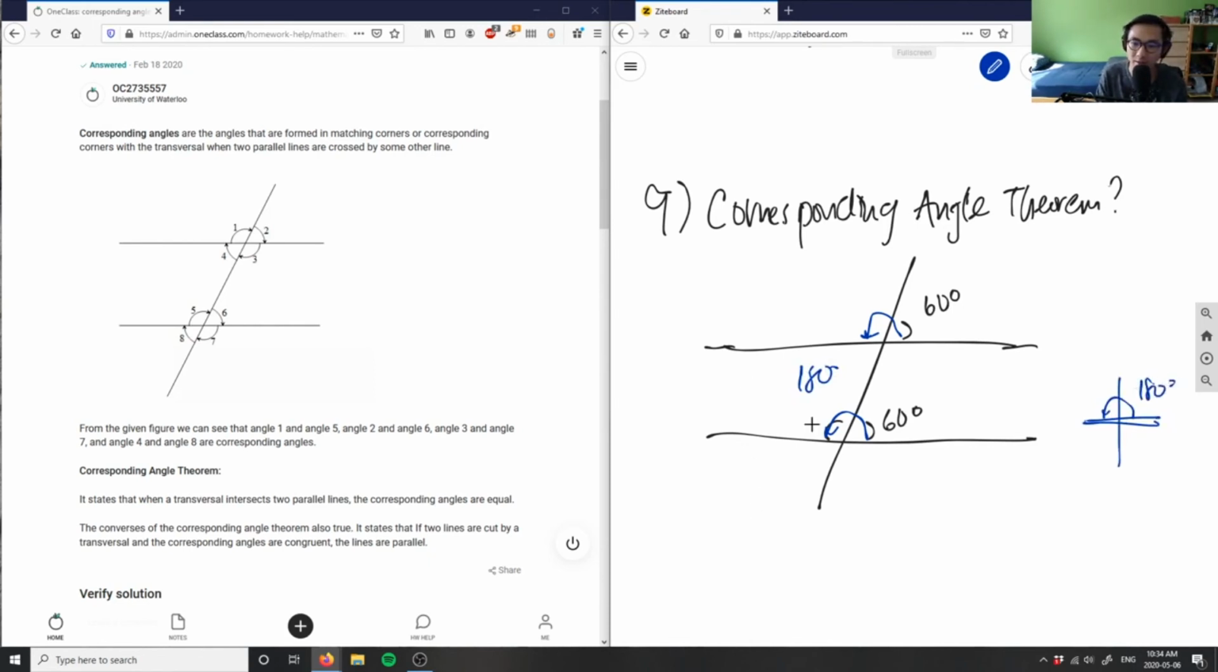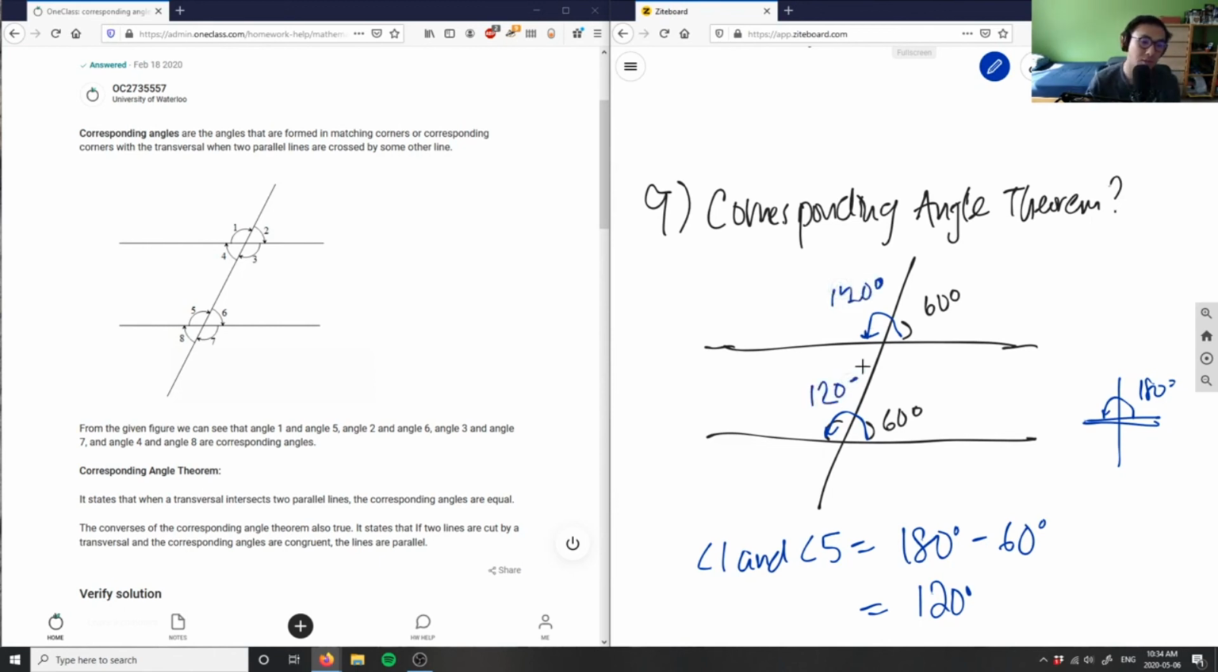So therefore, if I want to solve for angle 1 here, or angle 5 here, because they're corresponding angles, I can simply do 180 degrees minus 60 degrees, right? And this here would equal 120. So therefore, my angle A and angle 1 and angle 5, sorry, are 120 degrees. This here is also 120 degrees here.